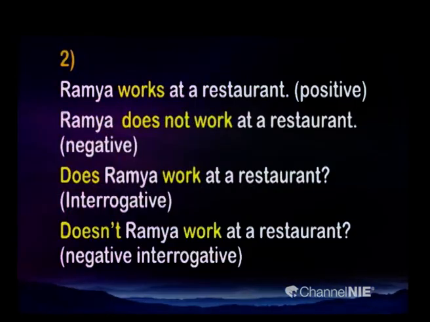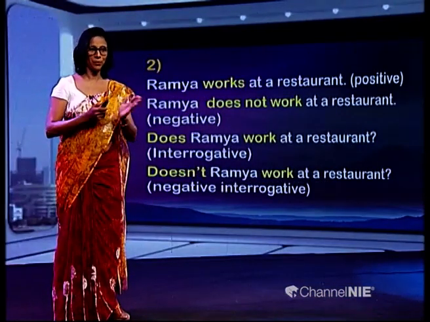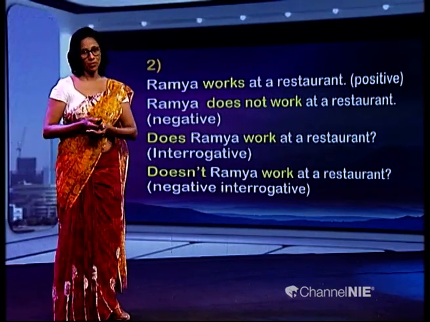Now you have two parts and you take the first part out. Does Ramya, then the second part of the verb, work at a restaurant? It's just like doing maths. You have two parts, taking the first part and then after the subject you are adding the other part of the verb. Does Ramya work at a restaurant? That is the interrogative question. Then negative interrogative means does not, the shortened form is doesn't. You take that part out first, then doesn't, then you keep the subject and the other part of the verb, work. So you can form the negative question: doesn't Ramya work at a restaurant?